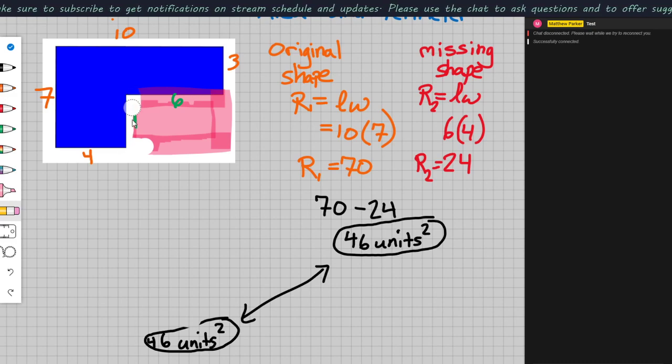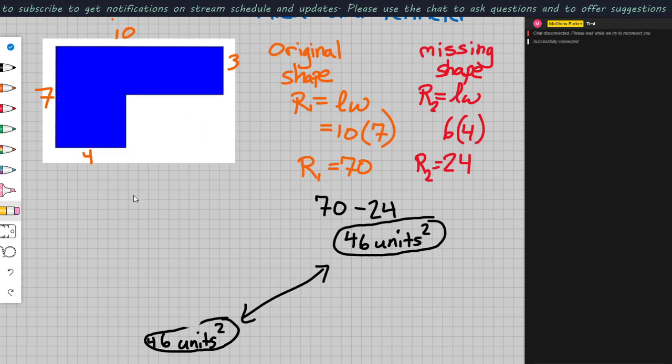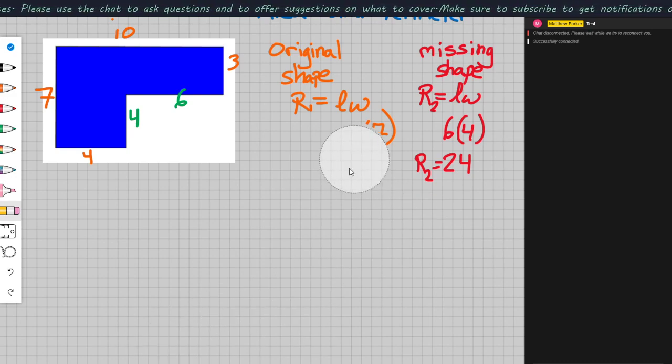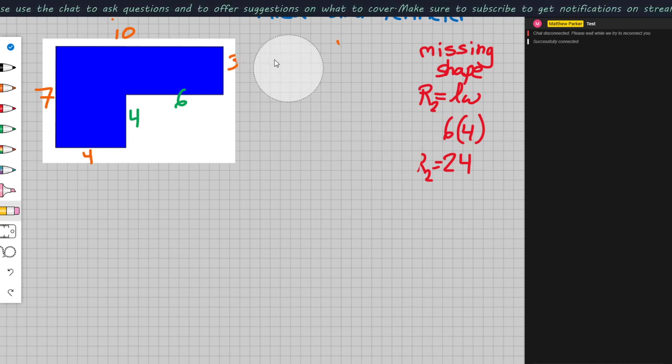I'm going to erase this. This is 4 and 6. I'm going to put this back up in just a second. Because now we've got, and tomorrow, subtraction because I made addition today.